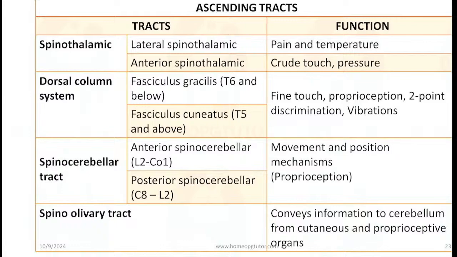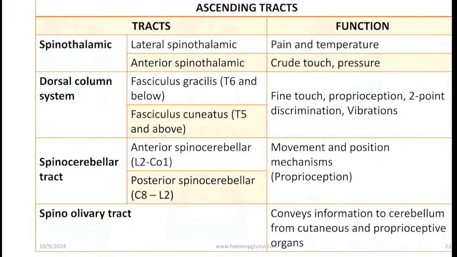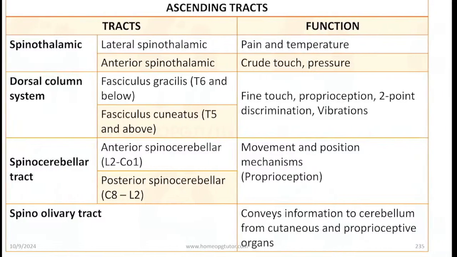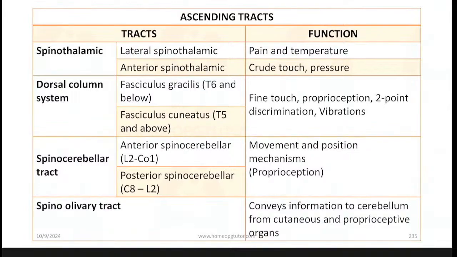Okay, and lastly we have the spino-olivary tract. If you remember, the spino-olivary tract is here. Now that deals with conveying information to the cerebellum from the cutaneous and the proprioceptive organs. So they take the information from there and give it to the cerebellum. Okay, cerebellum. These are the functions of the ascending tracts.